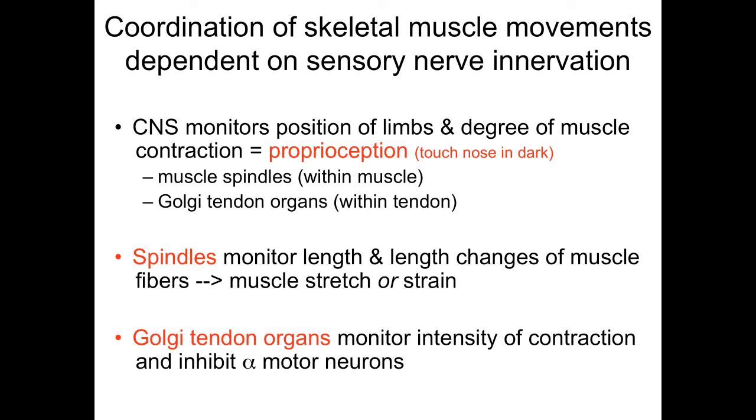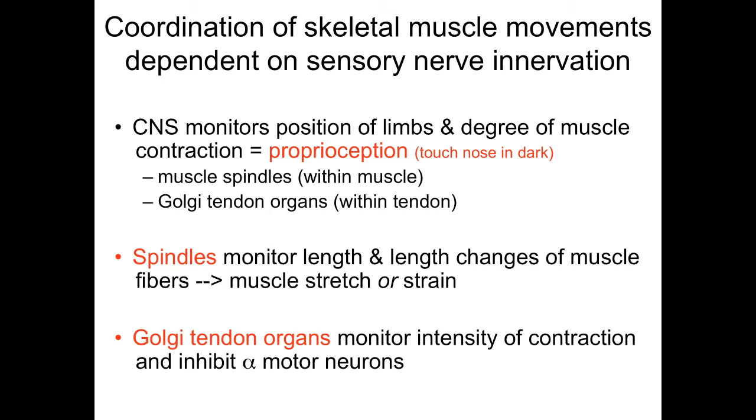Coordination of skeletal muscle movements depends on sensory nerve innervation. The central nervous system will monitor position of the limbs and the degree of muscle contraction. So we can talk about something like proprioception. Proprioception is an example: you close your eyes, you can always bring your hand up and touch your nose, even if you're blindfolded. That's proprioception, of knowing where the different parts of your body are in space.